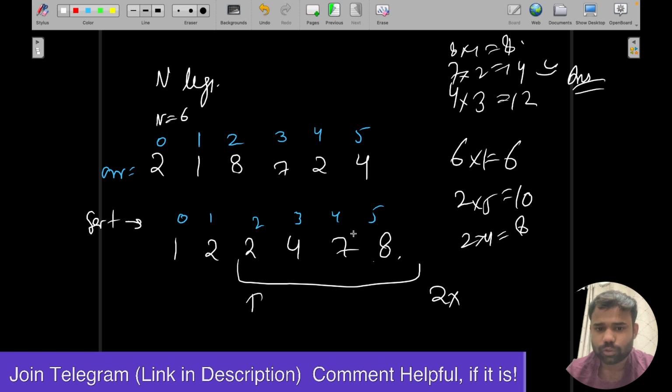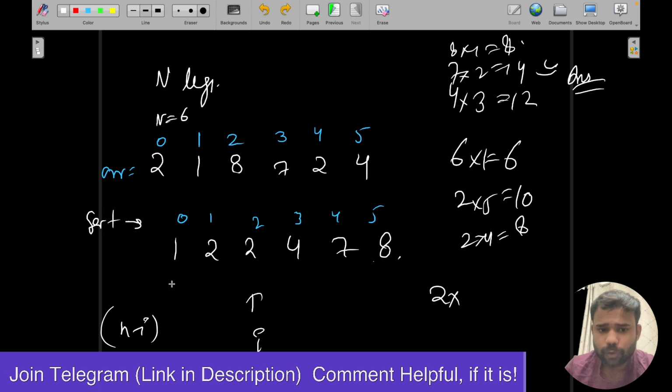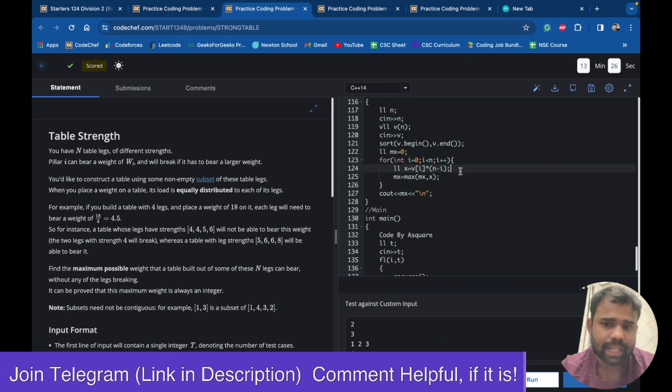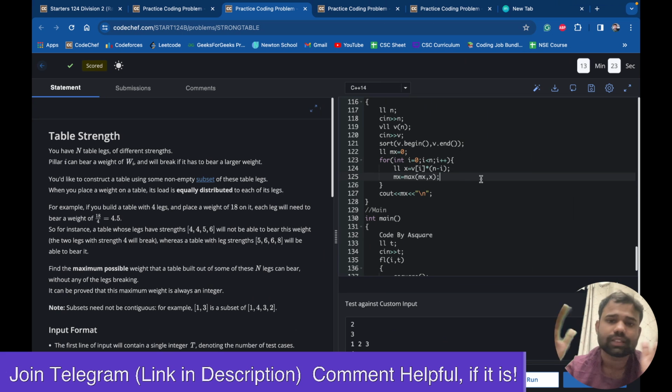So how many are those? 4 are there. How do you find that? You subtract n minus i. n is the total number of legs and i is the current index where you are. So for the first, n minus i will be 6, then 5, then 4 and so on. So I'm multiplying Vi with n minus i and I'm taking the maximum of all such values.